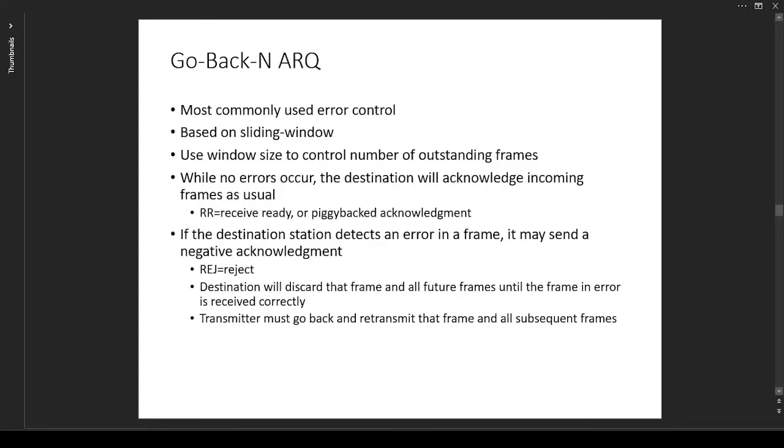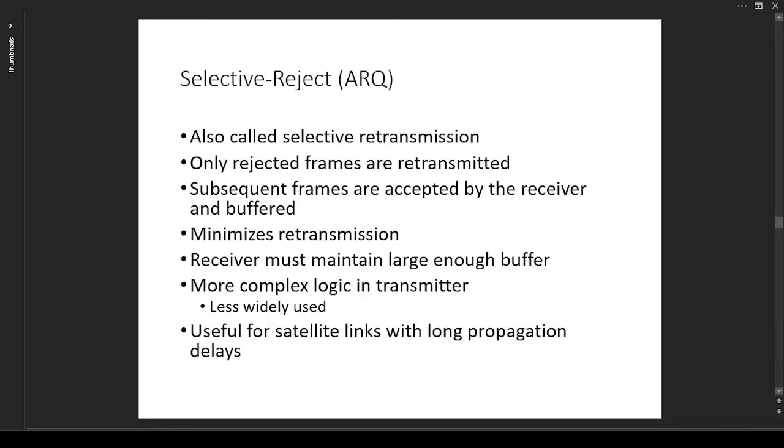Thus, the source station, when it receives a rejection, must retransmit the frame in error, plus all succeeding frames that were transmitted in the interim. Selective reject ARQ. It is also called selective retransmission. With selective reject ARQ, the only frames retransmitted are those that receive a negative acknowledgement, in this case called SREJ, or the selective reject.